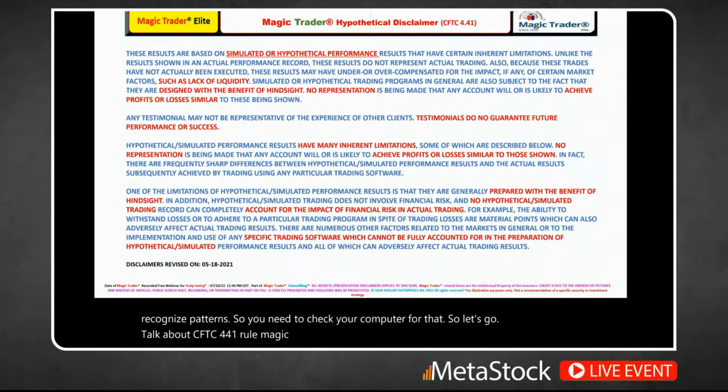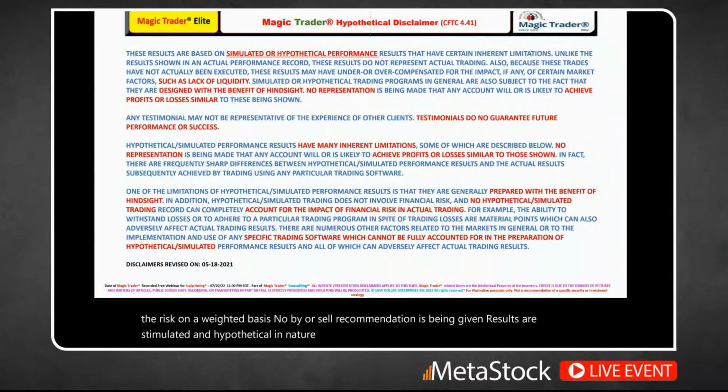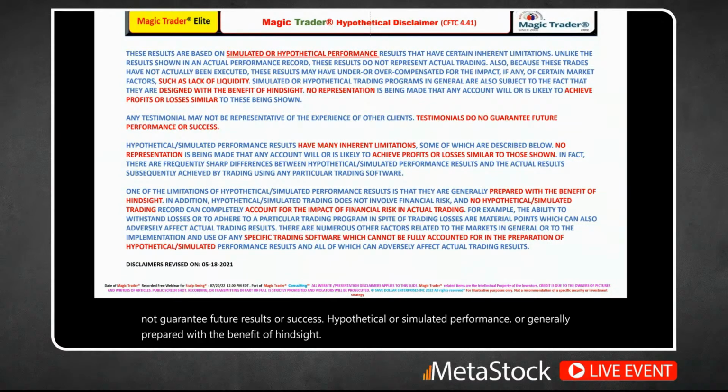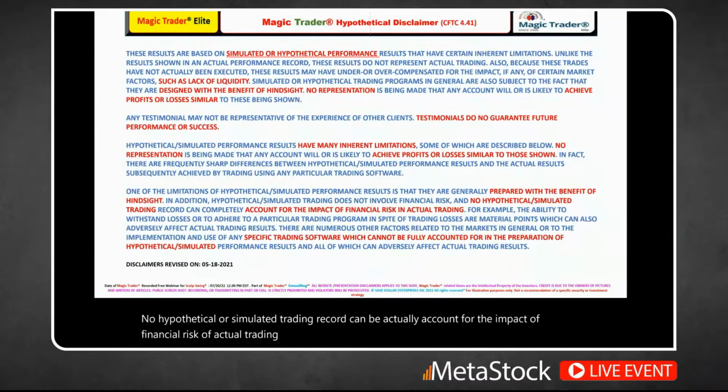Magic Trader is not trading software. It is software used to identify the risk on a weighted basis. No buy or sell recommendation is being given. Results are simulated and hypothetical in nature and do not represent actual trading. Testimonials do not guarantee future results or success. Hypothetical or simulated performance is generally prepared with the benefit of hindsight. No hypothetical or simulated trading record can actually account for the impact of financial risk of actual trading and lack of liquidity.